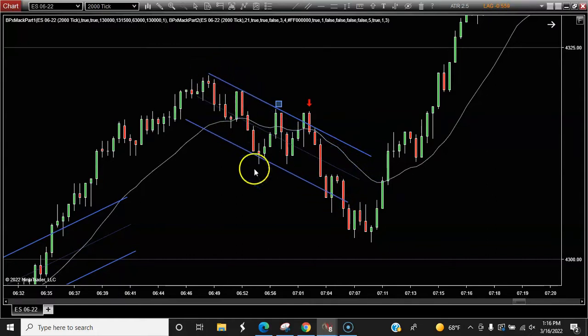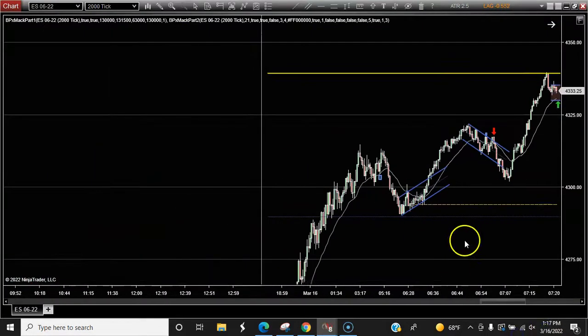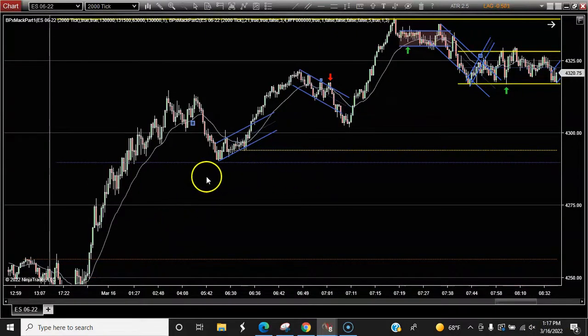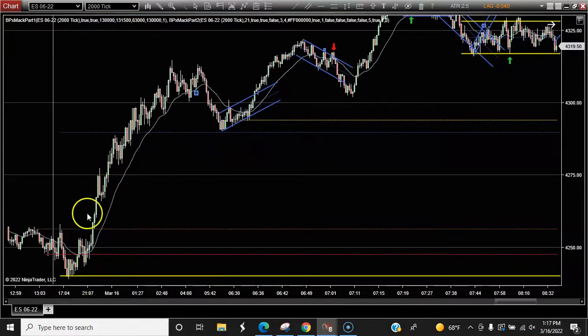You can see first entry, failed second entry long. That doesn't really set up well. But then we get a second entry short, and we made that double top. People probably went long here on the failed second entry short. But I'm not looking to go long personally here, just because this looks like we had a break of a channel and a move to a new high.